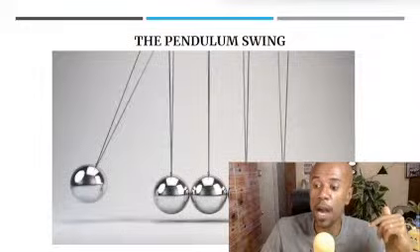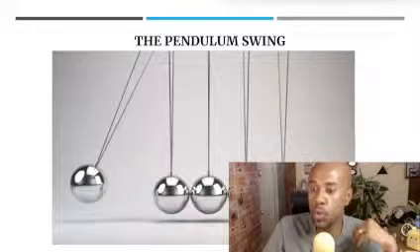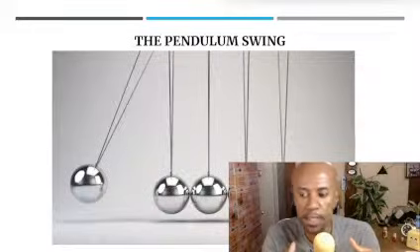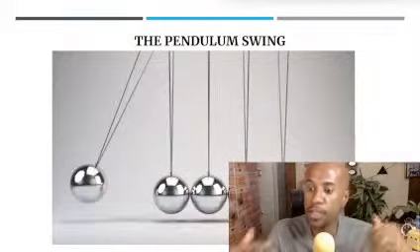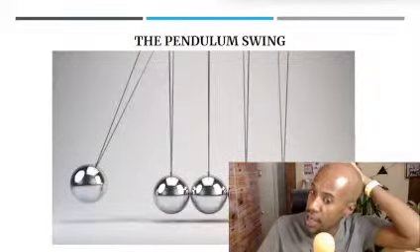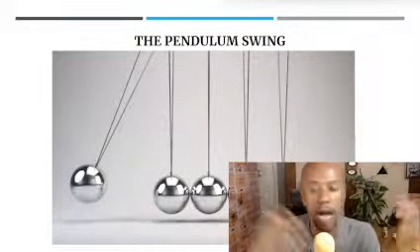Now, this is why I have chosen this image of the pendulum swing, to convey the idea of this constant and recurrent shifts and changes and ups and downs and comes and goes.